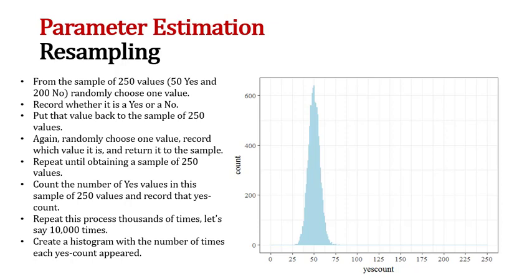Now what we do is repeat this process thousands of times. So we create 10,000 samples of yes counts based on samples of 250 values. Okay, so now that we've got these 10,000 values, we create a histogram with those values, and that histogram is here. That's what I did with the software R. I created the sampling distribution.